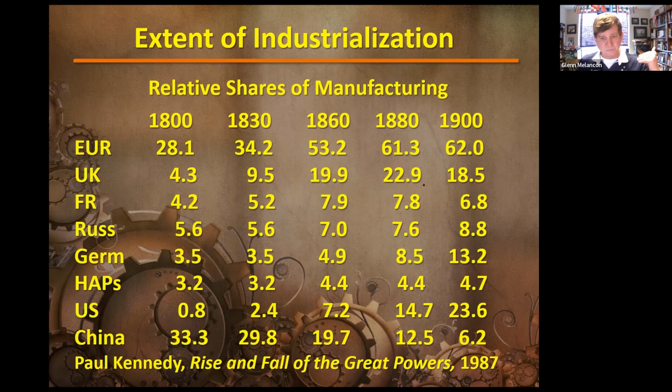The relative shares of manufacturing takes 100 total, right? 100% of all manufacturing, and then divides that among the world. If we look here at 1800 again, right? This first line right there, up and down, you'll see that as a whole, Europe produced 28% of world manufacturing in 1800. China was at 33%, right?